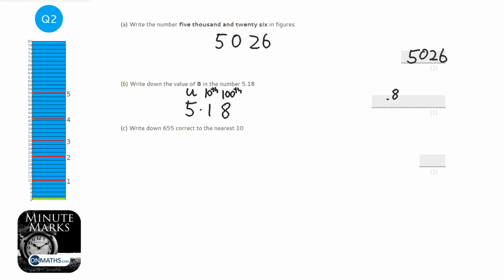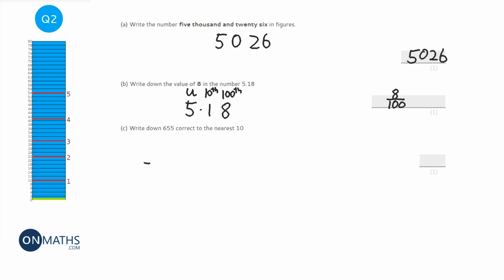We can write that as a fraction, 8 hundredths. And that's the answer. Question C, write down 655 correct to the nearest 10. Okay, so 655. If we just do a quick number line, 655, the next 10 up is 660, and the next one down is 650. So those are the two it can round to.